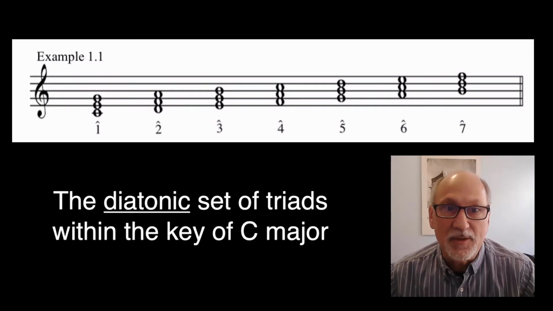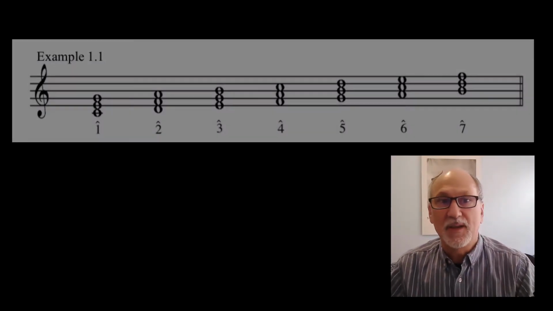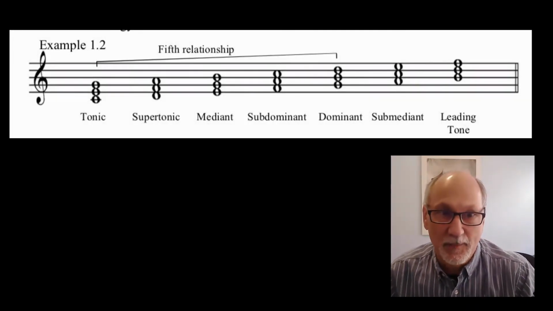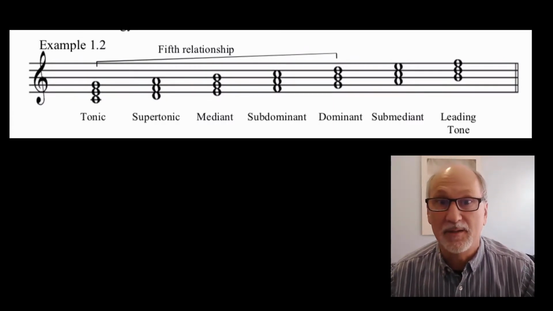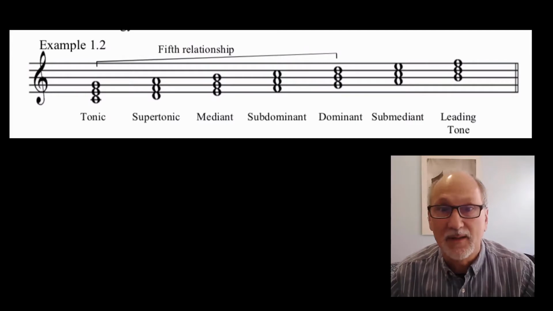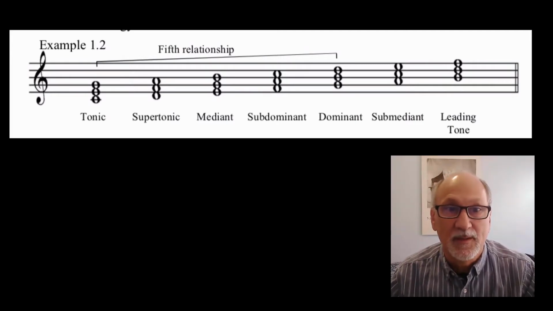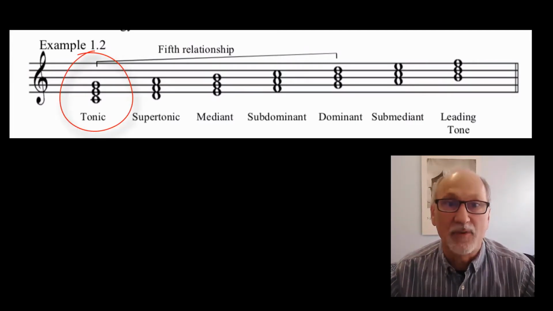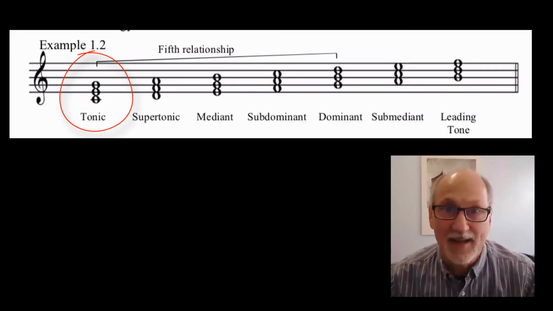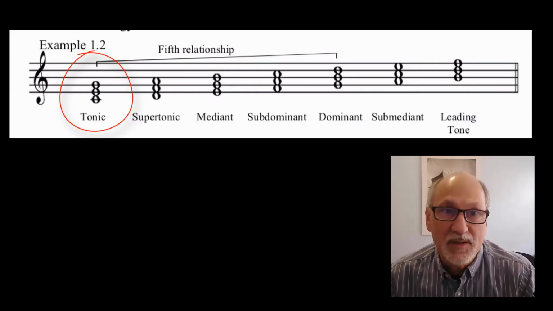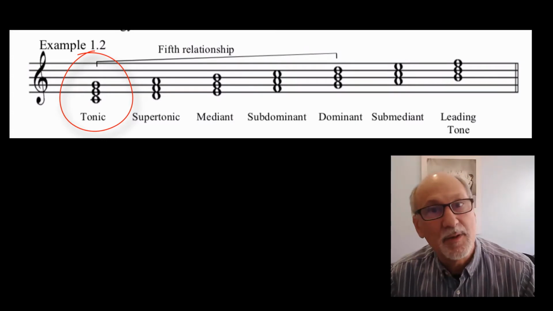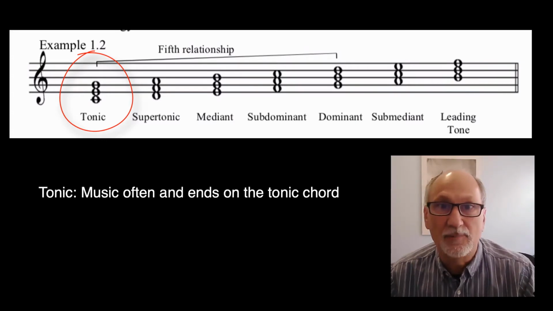The scale degrees and corresponding chords can also be named using another traditional terminology: tonic, supertonic, mediant, subdominant, dominant, submediant, leading tone. Now the term tonic refers to the first note of the diatonic scale and the chord that goes with it. Music tends to begin with and ultimately return to the tonic chord.